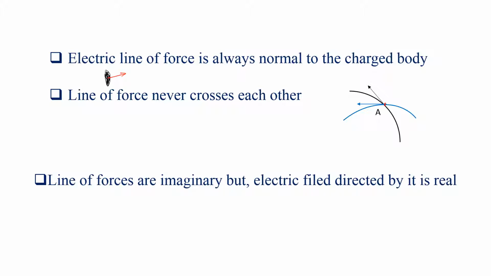And the last and important one is that lines of force are imaginary, but the electric field directed by them is always real. Though lines of force are imaginary, you might consider that the direction of the electric field obtained by lines of force is also imaginary, but it is not. The actual fact is that the electric field is always real.